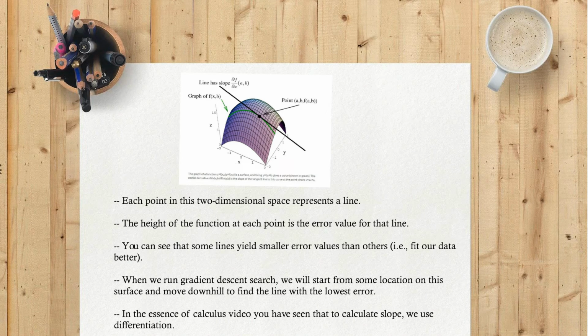When we run gradient descent search, we will start from some location on this surface and move downhill to find the line with the lowest error. In the Essence of Calculus video, you have seen that to calculate slope, we use differentiation.